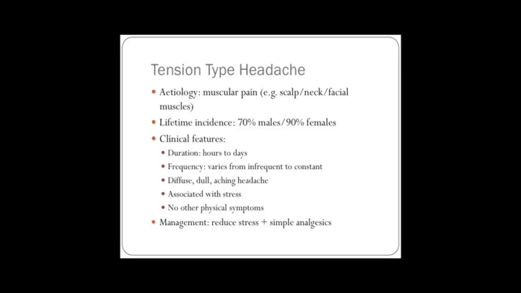Now, when you're taking the history, the key point, as I said earlier, is to try and work out the onset and progression. Tension-type headaches tend to last for quite a long time. It could be a few hours or sometimes even days. The frequency can vary according to the severity. Sometimes it can be quite infrequent, and occasionally the patient will present saying they constantly have headache, and it can be quite debilitating. And they'll describe having just a sort of dull, aching headache, which just won't go away. It's associated with stress, and usually there are no other physical symptoms.